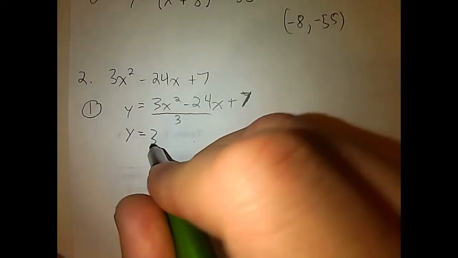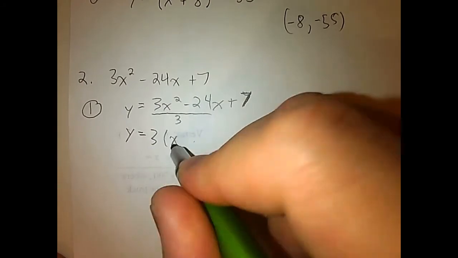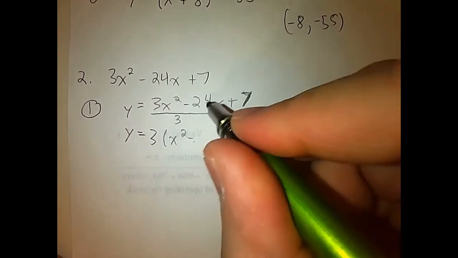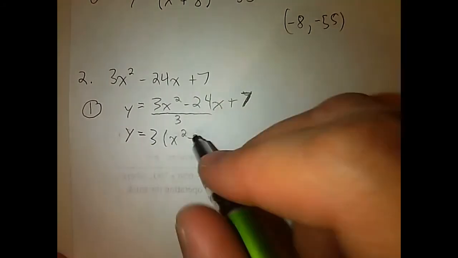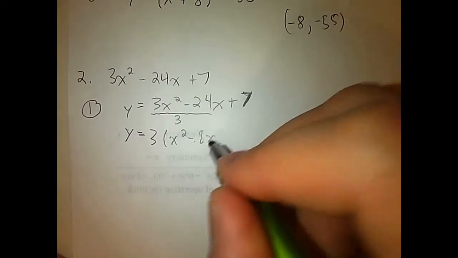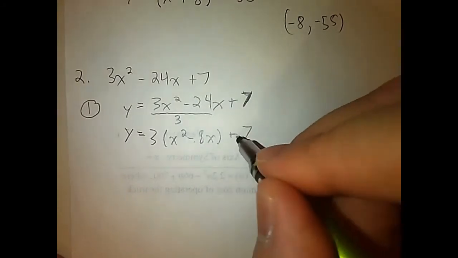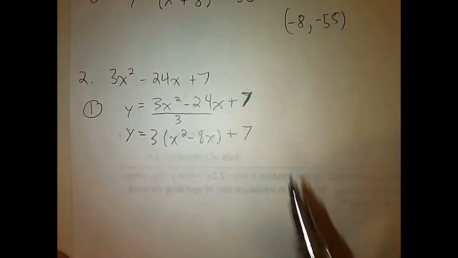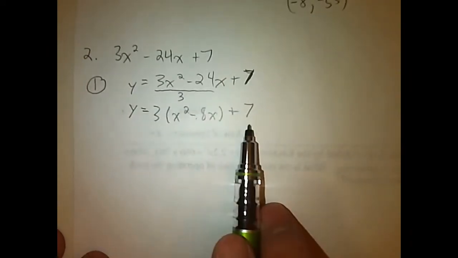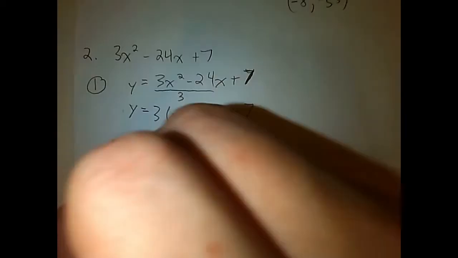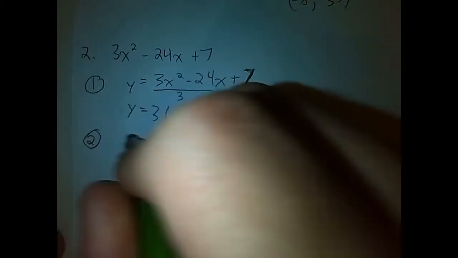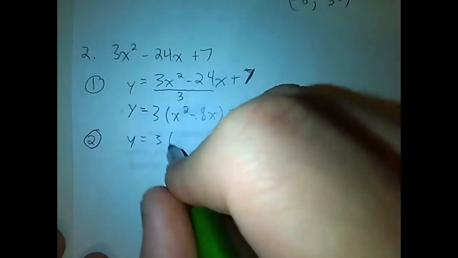I'm going to bring that to the front. X squared minus, well, negative 24 divided by 3, 8x plus 7. Much better looking 7 there. So I have 3 times x squared minus 8x plus 7. So step number 2 is that middle part.